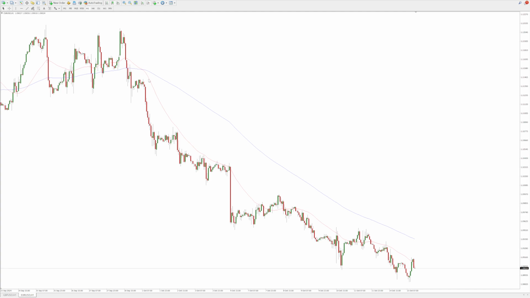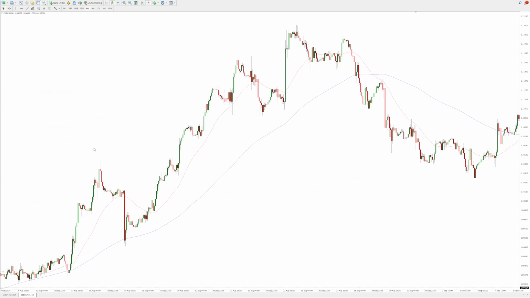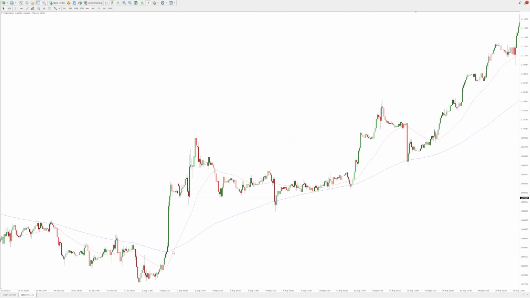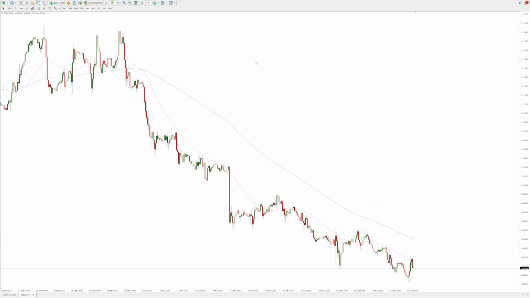When the 50, this red one here, crosses the 200 in a downwards direction, it's known as a death cross, which suggests a big change in the market. And likewise, when the 50 crosses the 200 above, it's called a golden cross, which suggests a big change upwards in the market. I do have a video on both the death cross and the golden cross with various different strategies you can use.